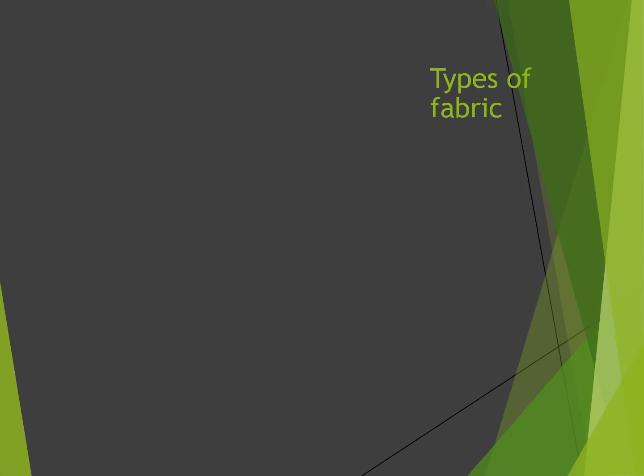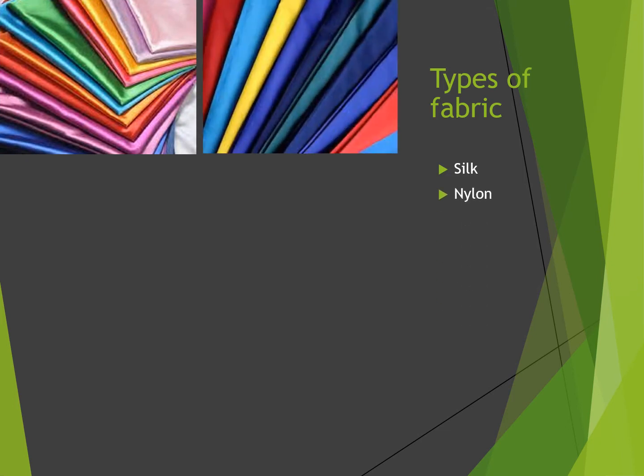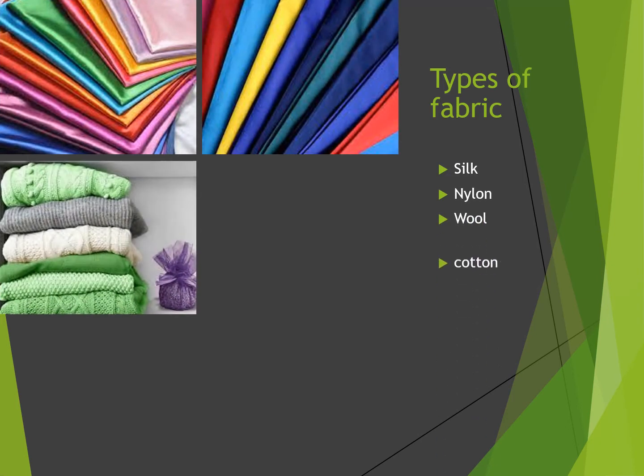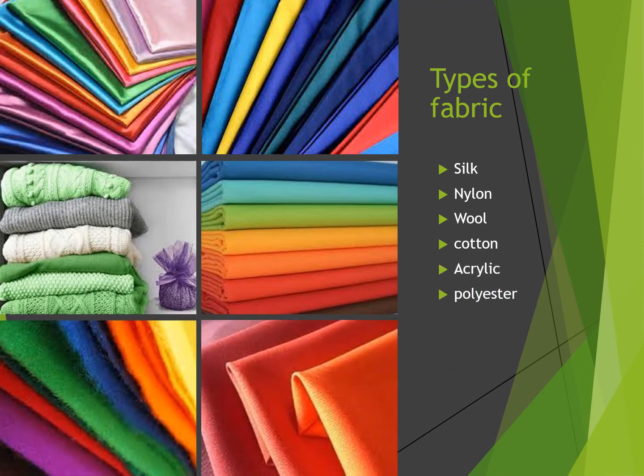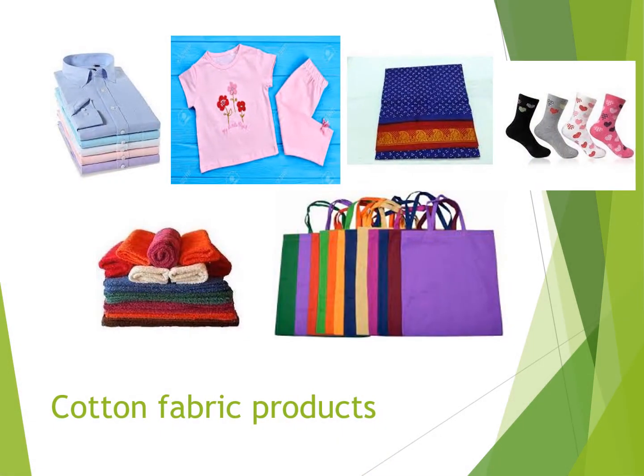Now, we will learn about different types of fabric. Number one is silk, then nylon, wool, cotton, acrylic and polyester. These are the different types of fabrics and these are used for making different types of materials. For example, cotton fabric is used for making various cotton shirts, clothes, saris, towels, bags and even socks.